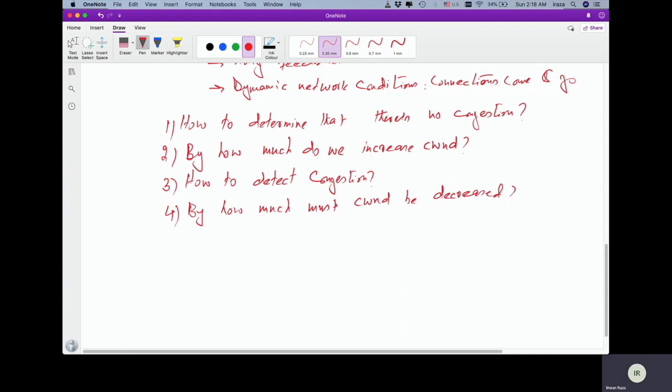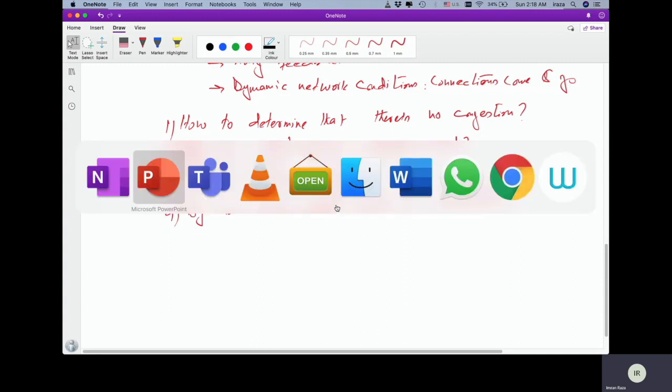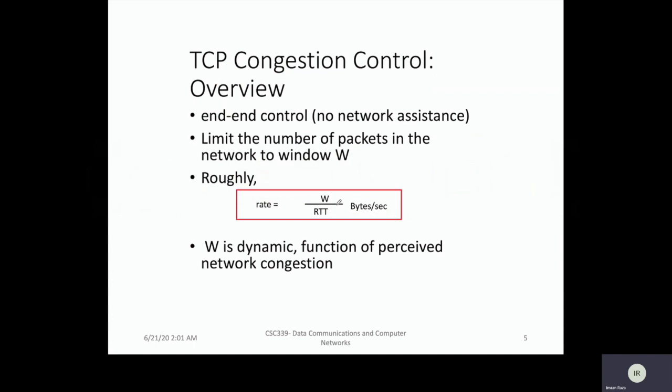Okay, so these are the questions that we will try to answer in today's lecture while discussing congestion control mechanism. So come back to this TCP congestion control mechanism. Let's have the overview. TCP's congestion control mechanism is end-to-end congestion control, which means there is no network assistance involved. Routers are not sending any choke messages or explicit congestion notifications in this case.